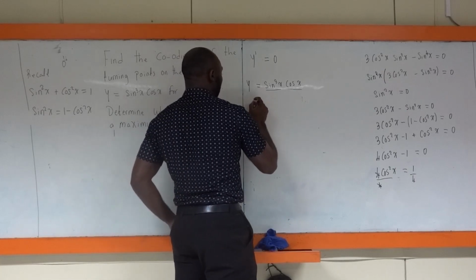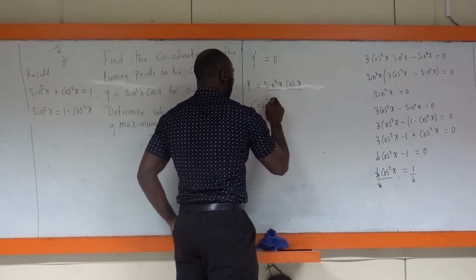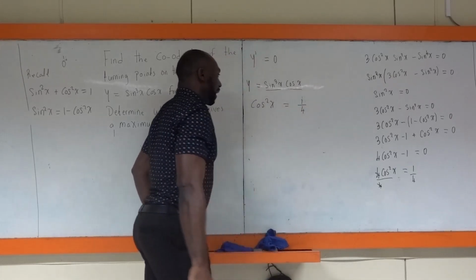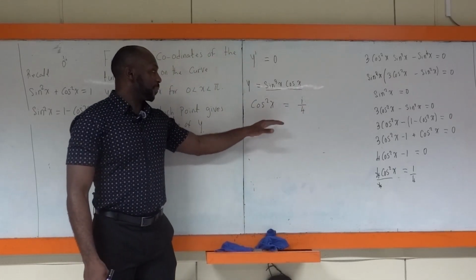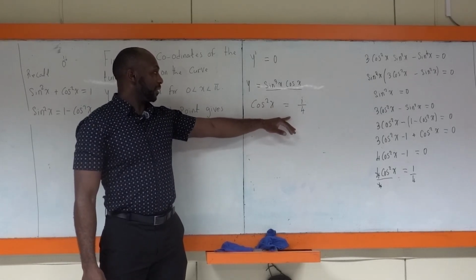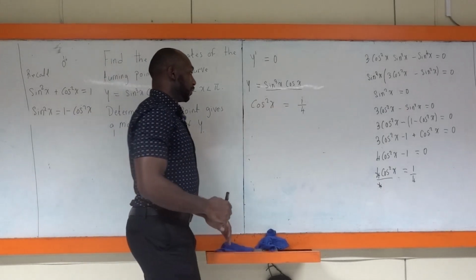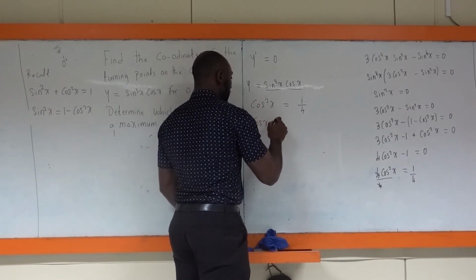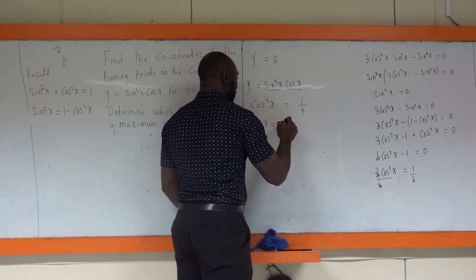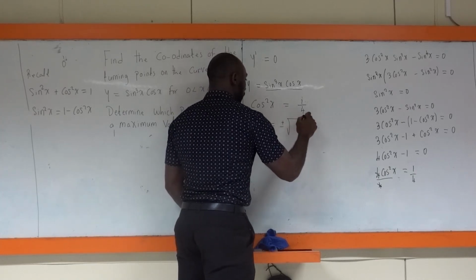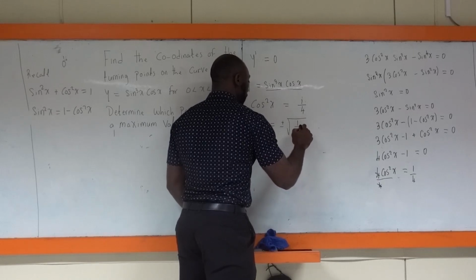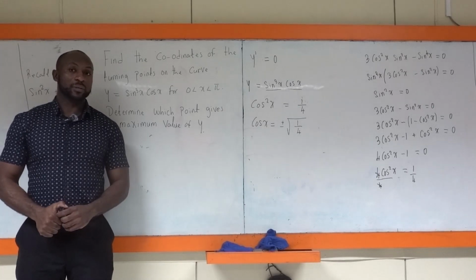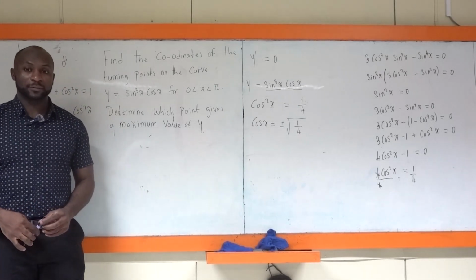So we have cos squared of x is equal to 1 over 4. Now, since this is quadratic, we can solve by taking plus or minus square root of both sides. So doing so, we have cos of x is equal to plus or minus square root of 1 over 4.